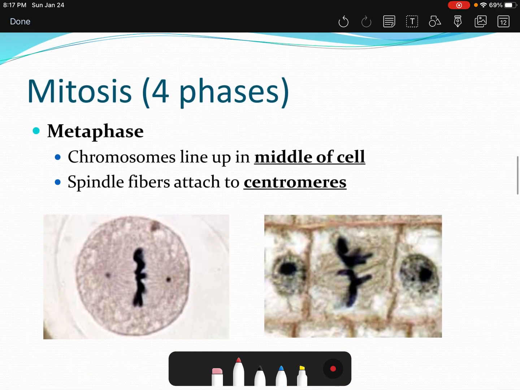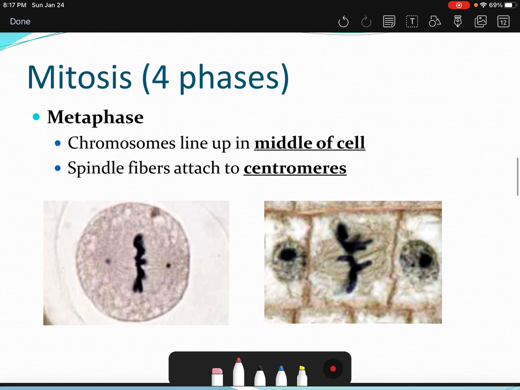The second phase of mitosis is metaphase. Meta means middle. The chromosomes are going to line up in the middle of the cell, and the spindle fibers will attach to the centromeres. So here are those centrioles, and that's where the spindle fibers are going. You can very faintly see these little lines here.